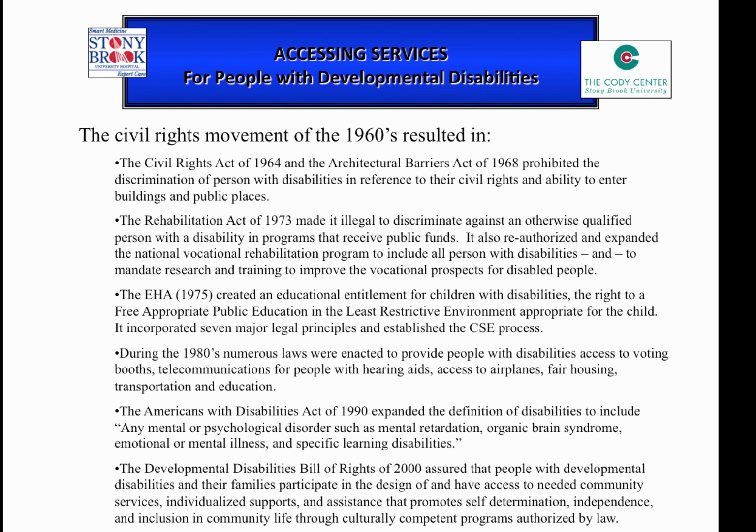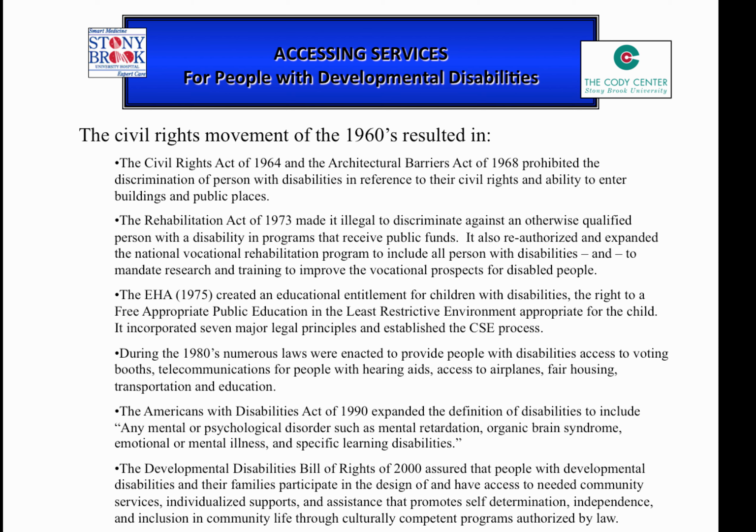As mentioned previously, the EHA of 1975, or Education of the Handicapped Act, created an educational entitlement for children with disabilities, specifically the right to a free, appropriate public education in the least restrictive environment appropriate for the child. It also incorporated 7 major legal principles and established the CSC process itself. More about that later.